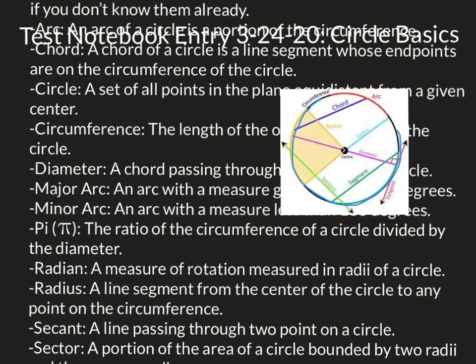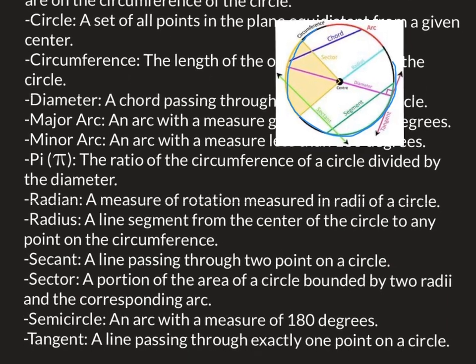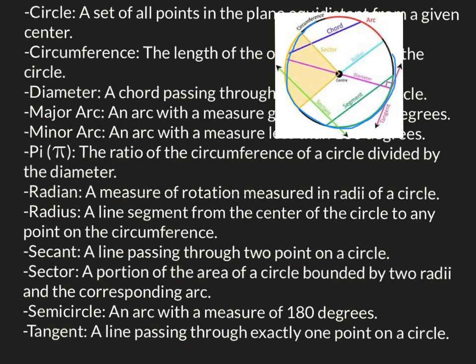Then we've got a secant line. That's spelled wrong in this image. It's not sectant, it's secant, which is a line that goes through 2 points on the circle. We have a sector. Here in yellow, we have shaded in a sector of the circle. A portion of the area of a circle bounded by 2 radii and the corresponding arc.